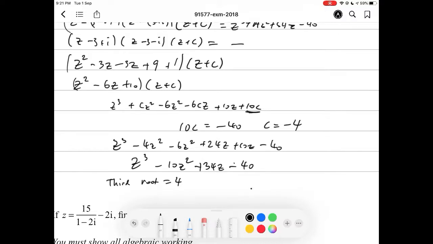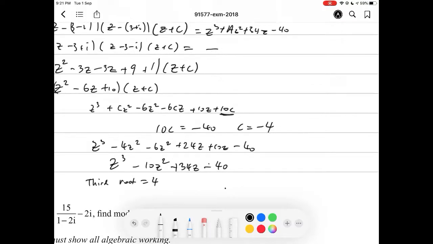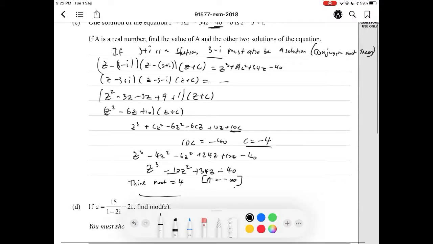And that's all we need for this question, okay? This question is a merit level question. In terms of our a value, a was negative 10 here. I forgot to state that, but a is negative 10. c is negative 4. Third root is 4. Second root is 3 minus i. And all of those will get you a merit grade. To get an achieved grade, you're looking at just the correct value of a. So just the correct value of a here will get you an achieved.